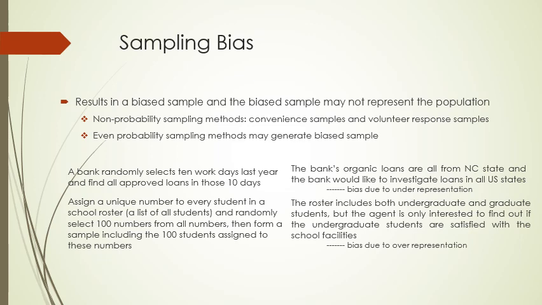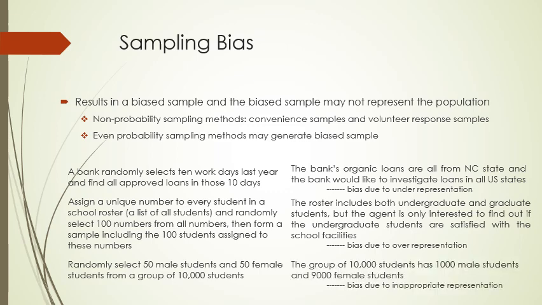Third, randomly select 50 male students and 50 female students from 10,000 students. This is the stratified sampling. Let's say the population of those 10,000 students has 1,000 male students and 9,000 female students. Then the sampling may have bias due to inappropriate representation. The sample adds more weights on male students by enforcing the same amount of male and female students.